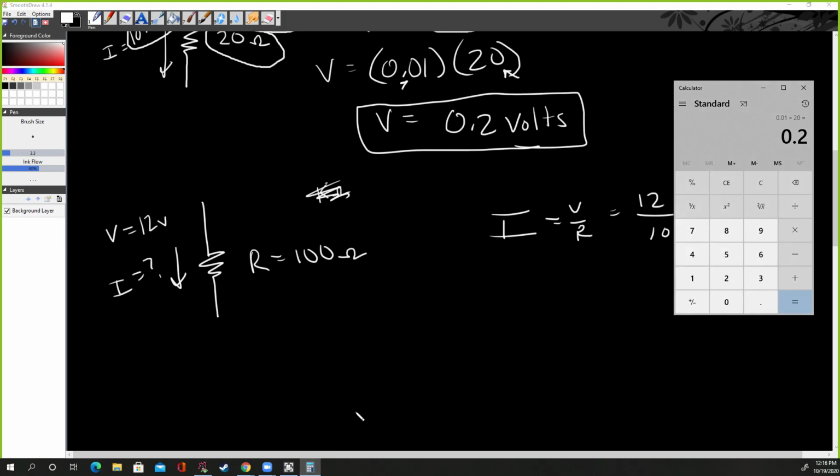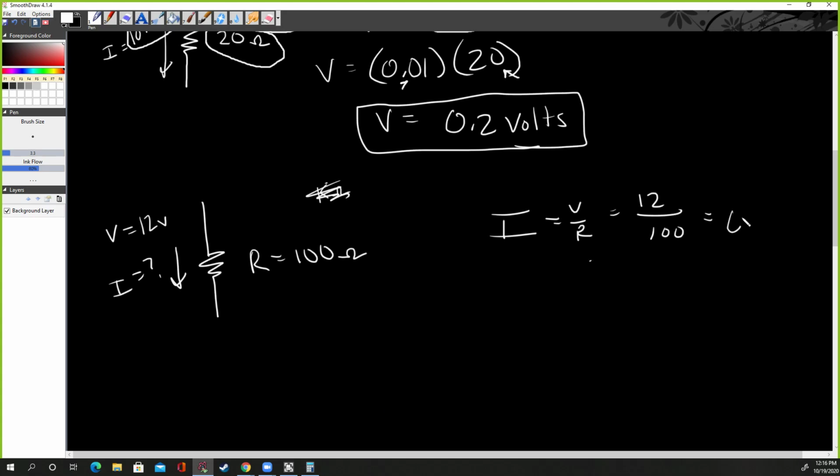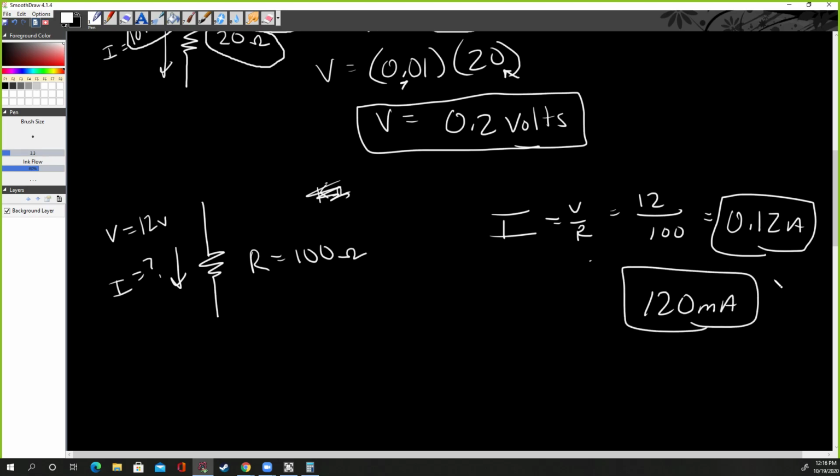And once again, we're just going to take 12 divided by 100, and we get 0.12 amps. And our answer is 0.12 amps. Or you could say 120 milliamps. Whatever one you want, both are correct, okay? Both of these are correct. That means the same thing. All I did is move the decimal place 3 times.